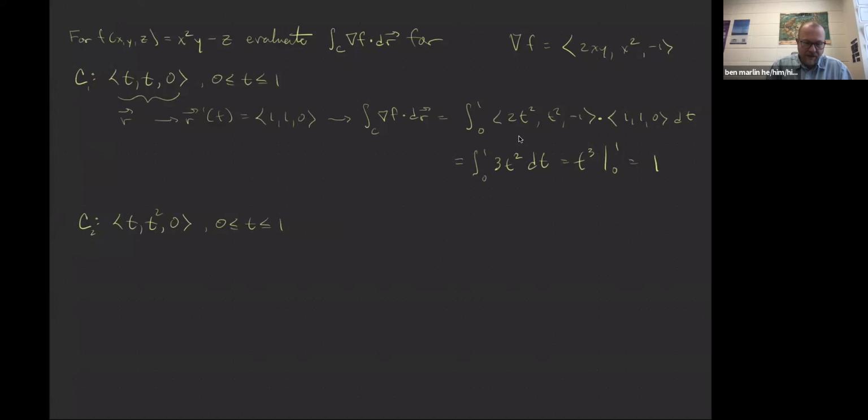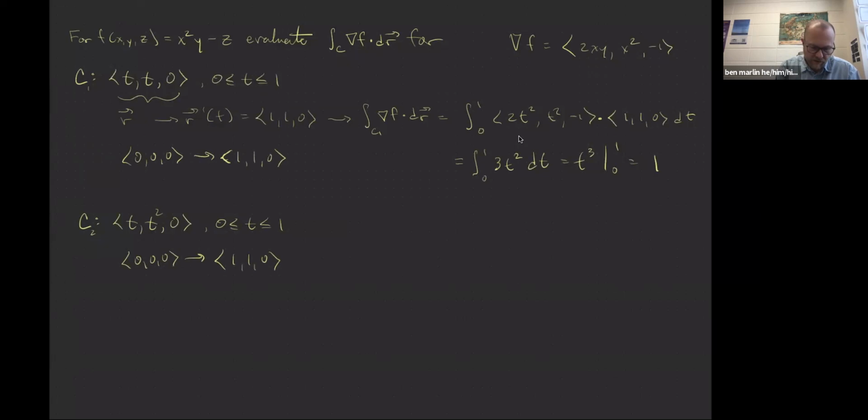All right, now doing this next one here, so that was curve number one. I should put a sub one there. Now doing this next one here, we need to notice that this goes from 0, 0, 0 to 1, 1, 0. And so did this one.